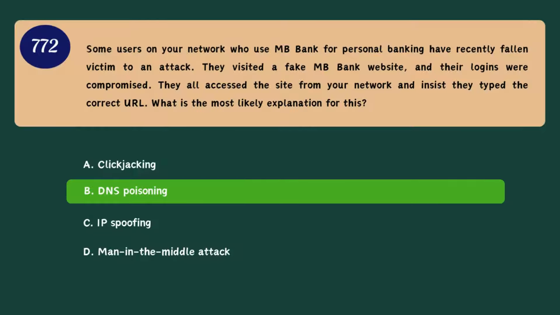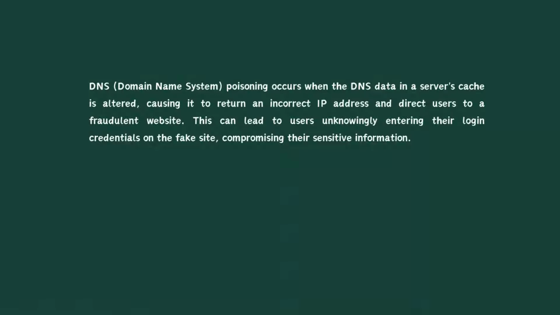Correct answer. B. DNS poisoning. DNS, domain name system poisoning, occurs when the DNS data in a server's cache is altered, causing it to return an incorrect IP address and direct users to a fraudulent website. This can lead to users unknowingly entering their login credentials on the fake site, compromising their sensitive information.